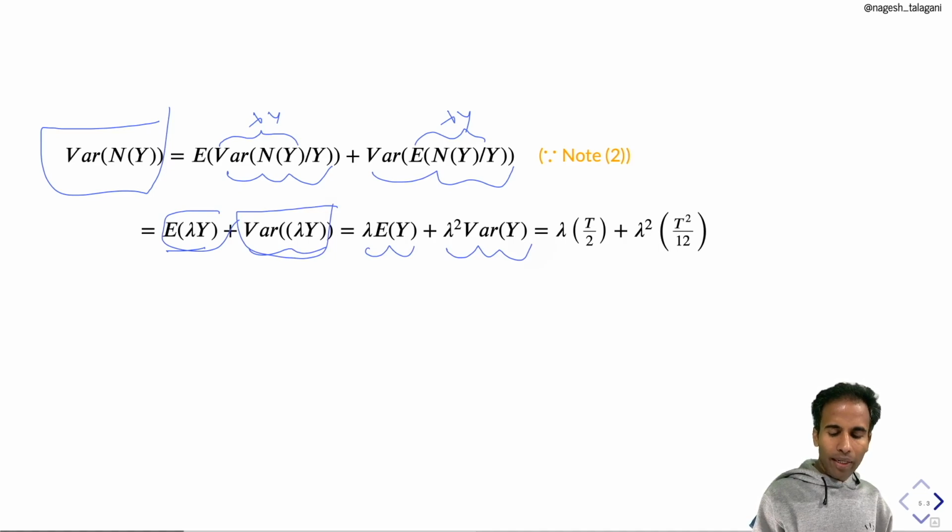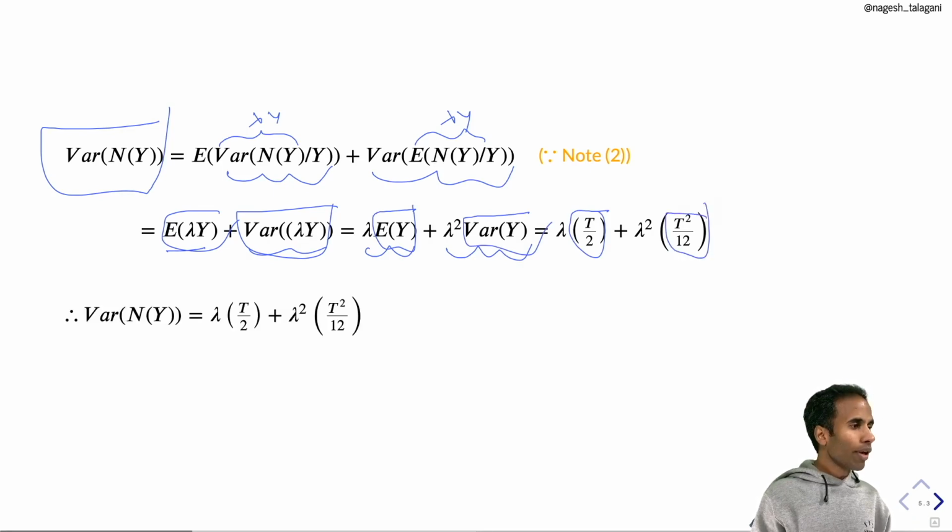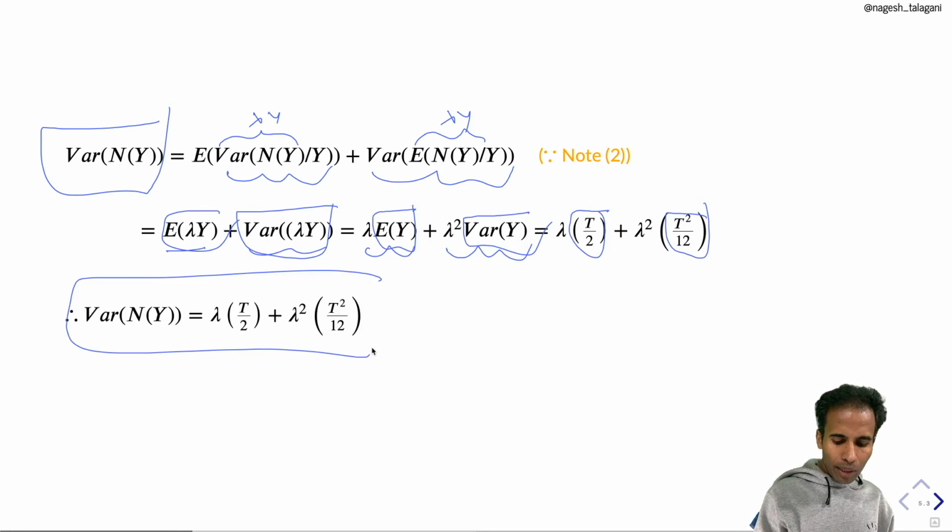Okay, and the expectation of Y we know is t/2, and the variance of Y we know is t²/12. So the variance of N of Y is going to be λ times t/2 plus λ² times t²/12.